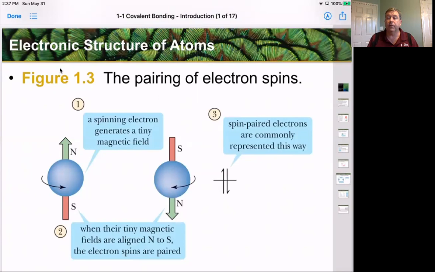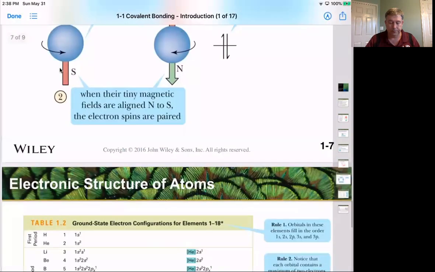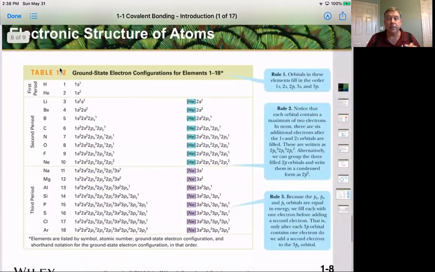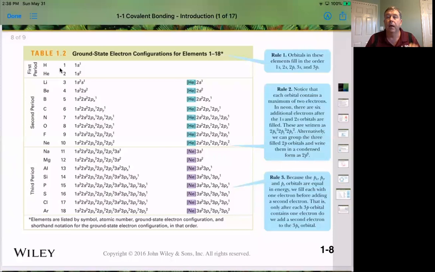So as we fill from the bottom up, we put 1 electron in, then we spin pair that electron, and then we can add electrons to the next level. Now, protons and neutrons also have spin, and we're going to use that when we talk about nuclear magnetic resonance spectroscopy.